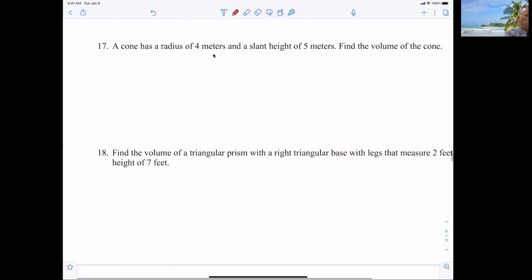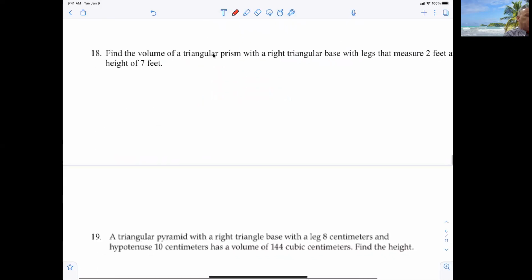A cone has a radius of 4 meters and slant height of 5. So the height would automatically be what? 3. That was way too easy. What's the volume? 16 pi meters cubed. Anybody have issues?